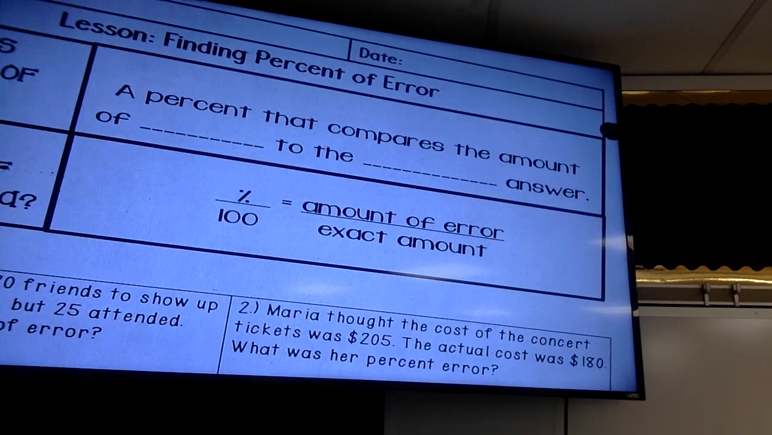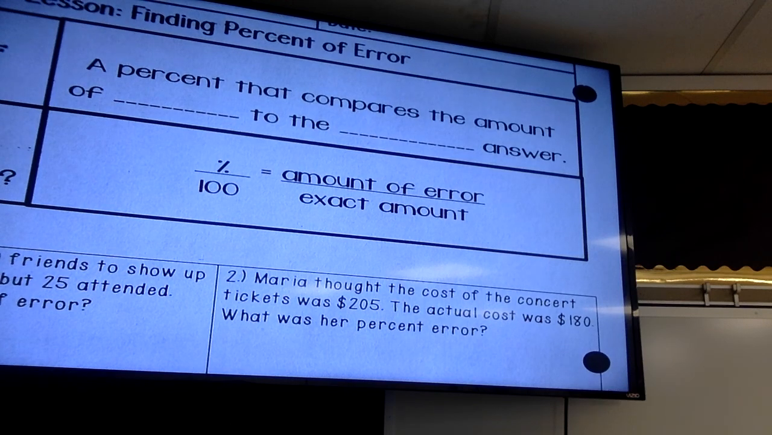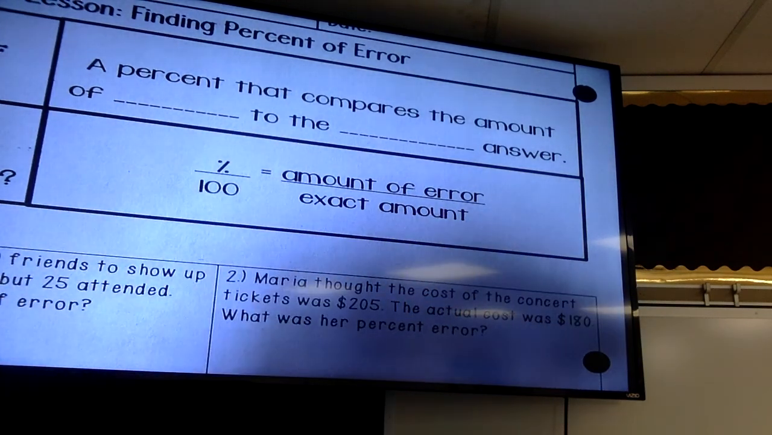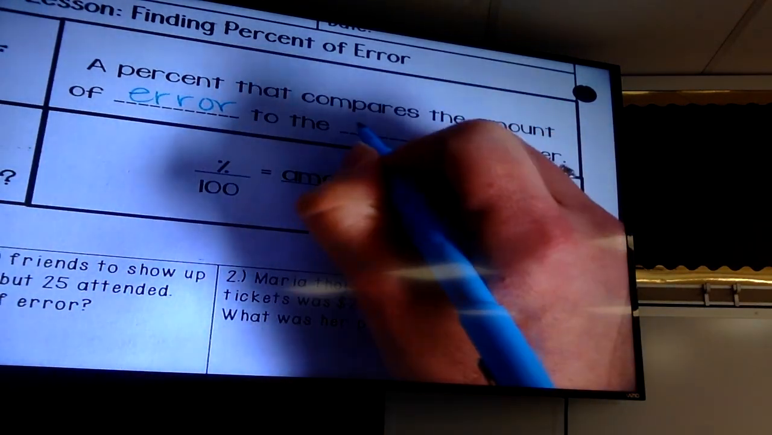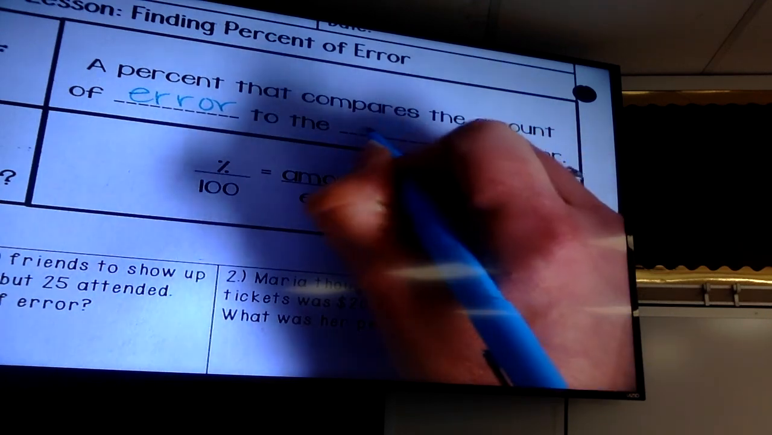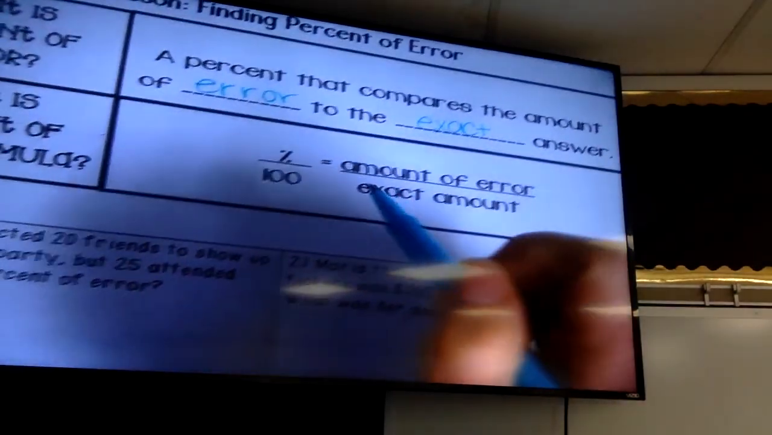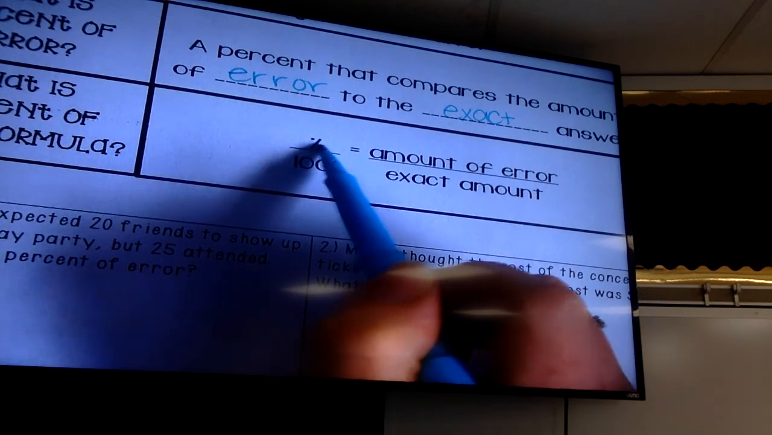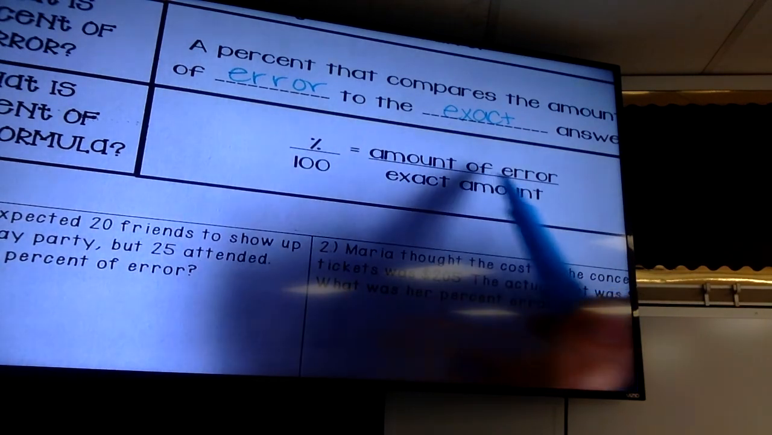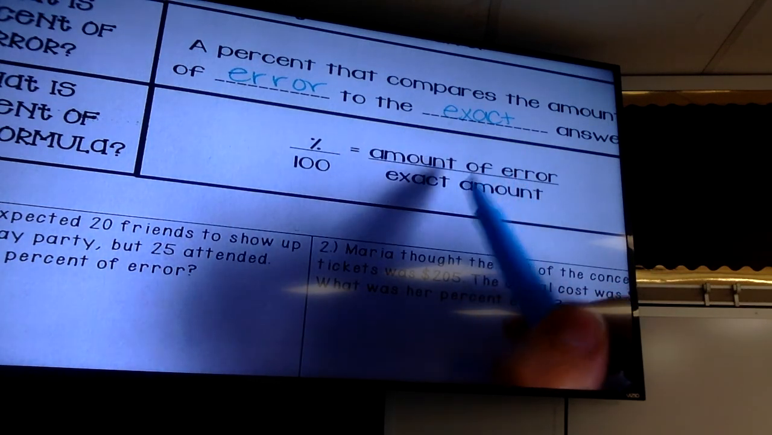And then there's something called percent of error. So what is percent of error? Percent of error is a percent that compares the amount of error to the exact answer. So what is the percent of error formula? Okay, very similar. So it's percent over 100 equals the amount of error over the exact amount.